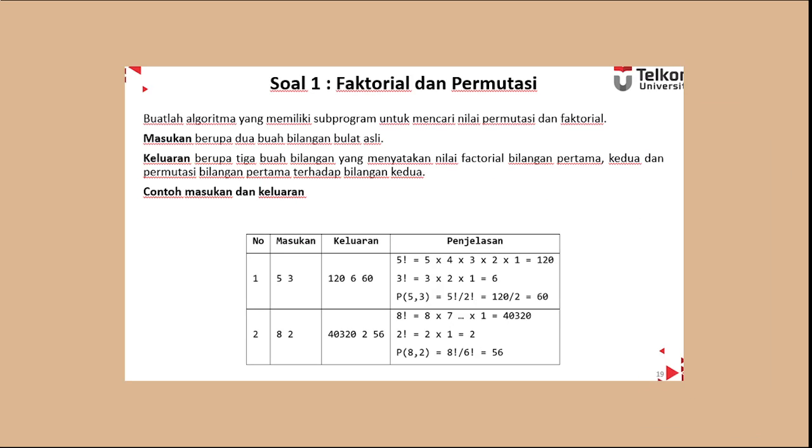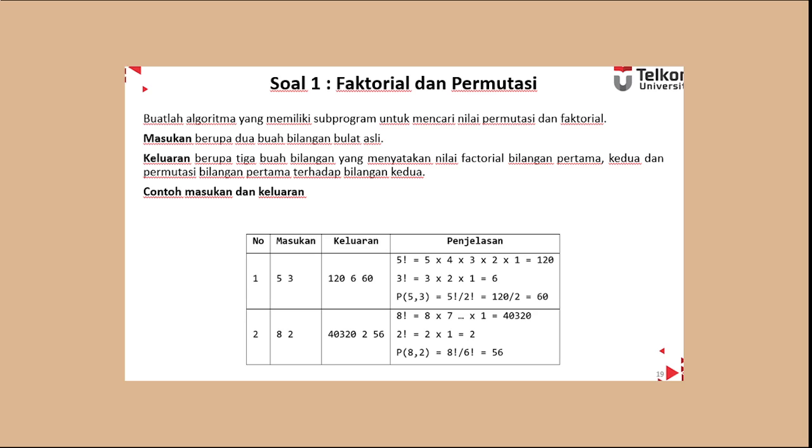Okay, so the first question is about factorial in permutation. In this algorithm, we are going to create a subprogram, and then the first one is the factorial program, and then the second one is the permutation program. So the idea here is permutation is going to use the factorial function, because in permutation we have a formula of n factorial divided by n minus r factorial. From that idea, we should create the factorial function first.